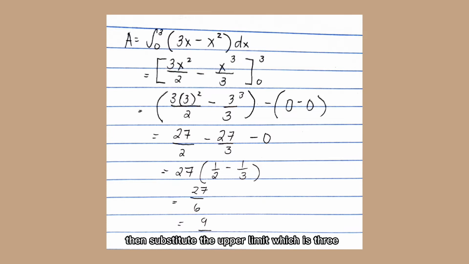Then substitute the upper limit, which is 3: 3 times 3 squared over 2 minus 3 cubed over 3. Then substitute the lower limit, which is 0, and that is equal to 0. So 27 over 2 minus 27 over 3 minus 0 is equal to 27 over 6, which reduces to its lowest terms, 9 over 2.